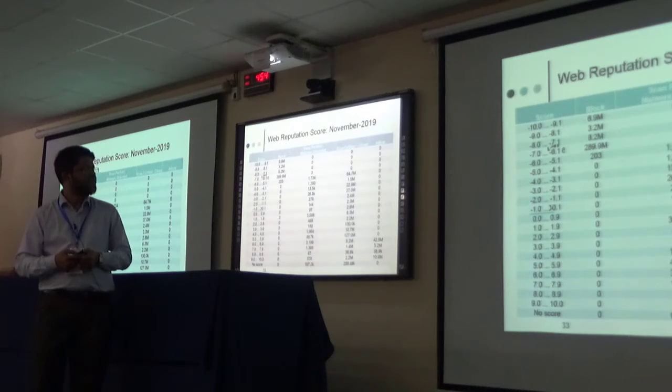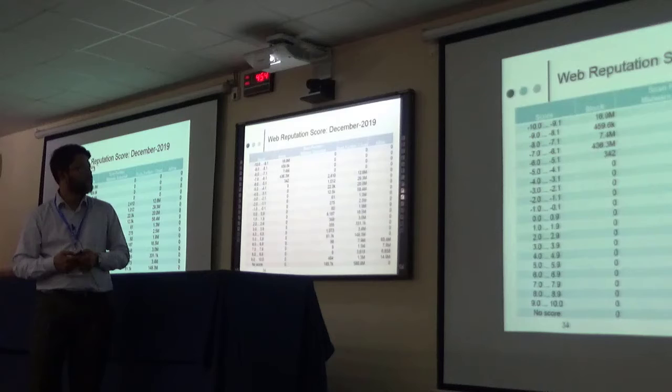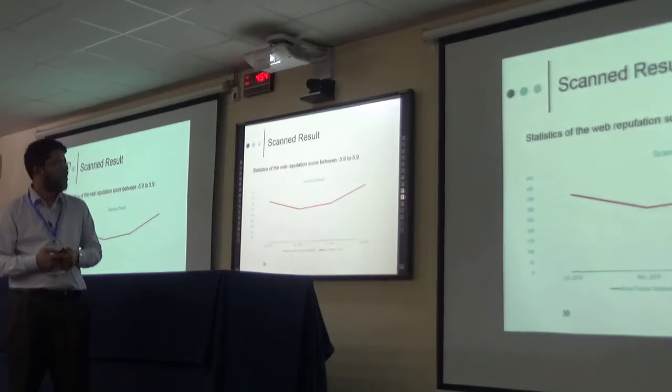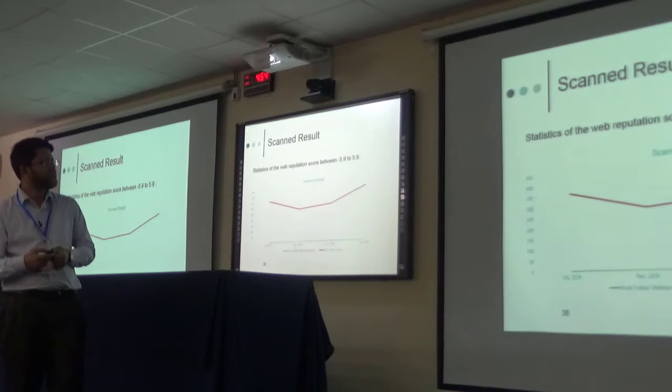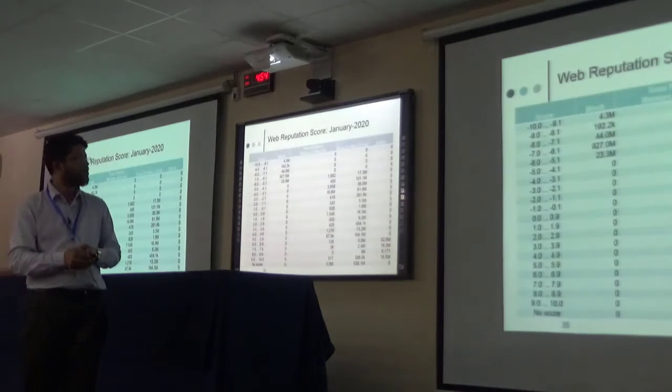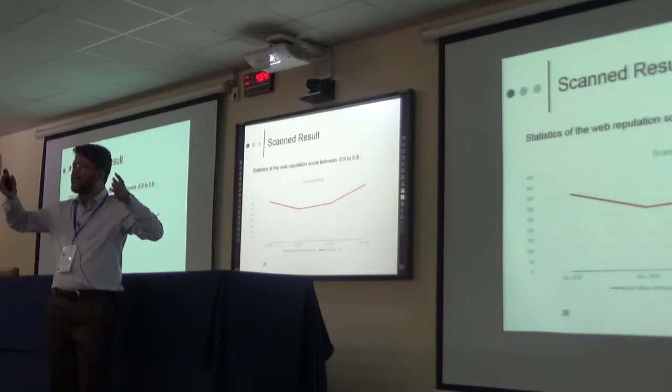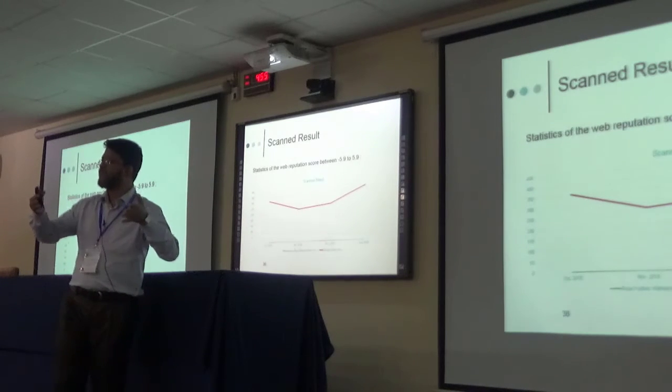So these are similar trends we see for November, December, and January. So this is our interesting part that I want to discuss. This is the data between -5.9 to +5.9. This is the region that we are scanning further by default.